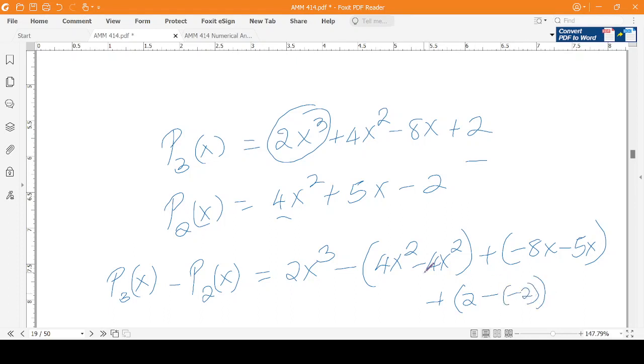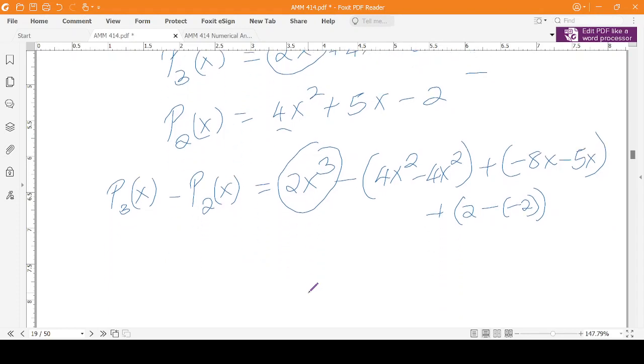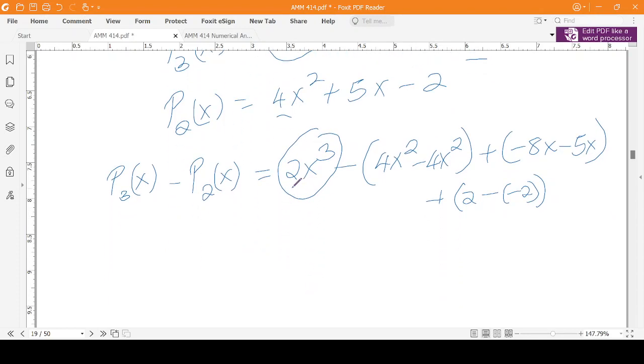So, you see, the leading term is not affected by this difference. The leading term remains the same as it was. If P3 was a polynomial of degree 3, then P3 minus P2 will still be a polynomial of degree 3, and the leading term will not be affected. The coefficient of the leading term will just remain the same.